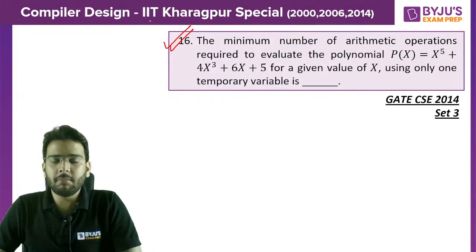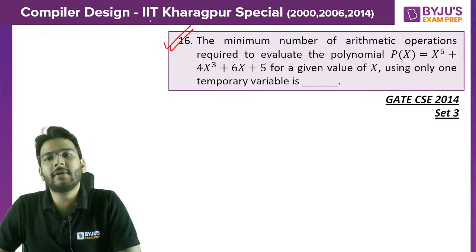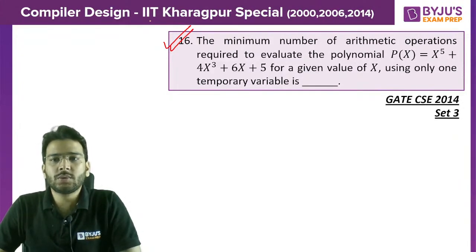Yes. The minimum number of arithmetic operations required to evaluate this given polynomial using only one temporary variable. Yes, tell me. What should be the answer here?